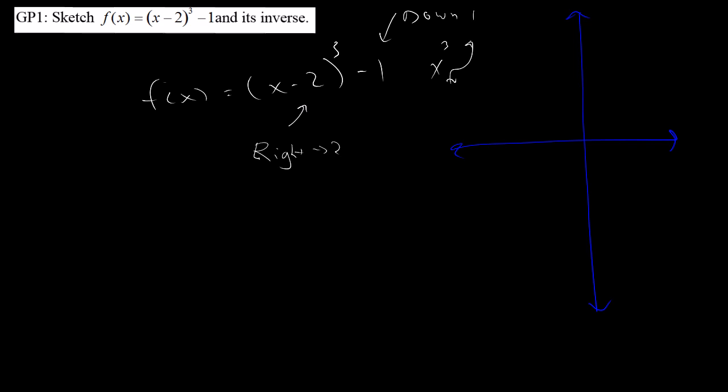So now if we put all this together, then we are going to get the function. So down 1, right 2. And we know that our function looks something like this.